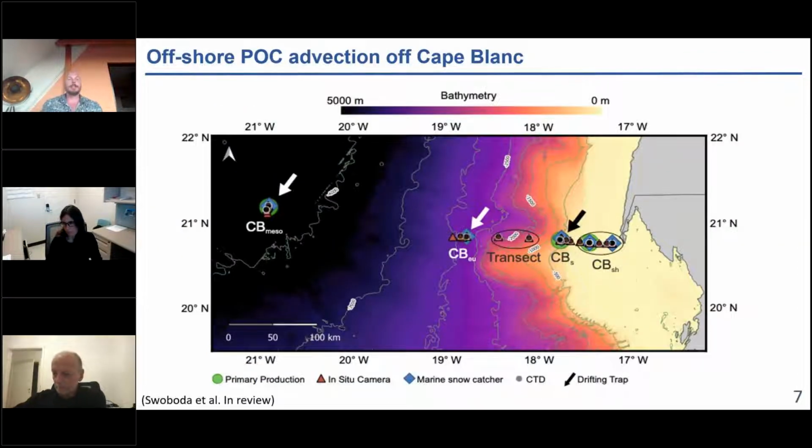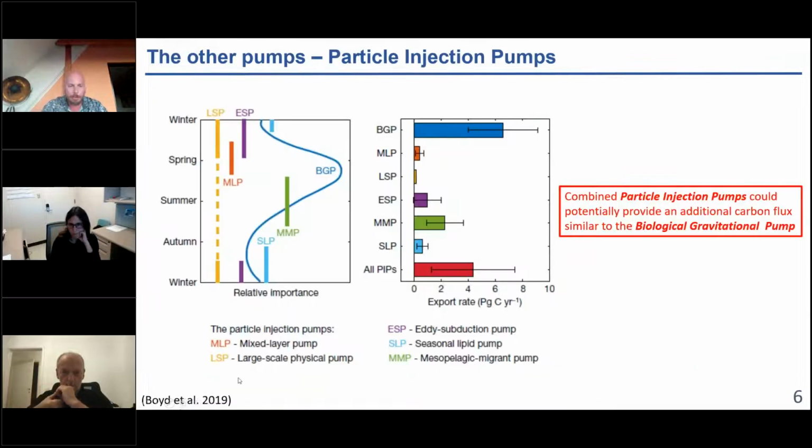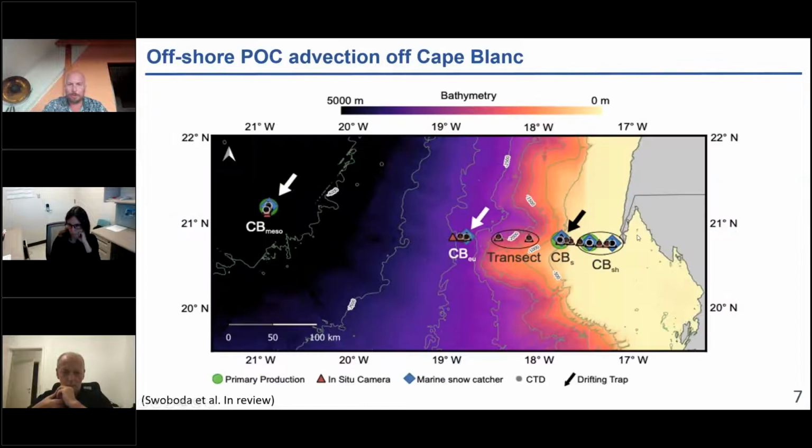We did, because we found the whole injection pump, where you have basically the subduction, but also, if we go back, the large scale physical pump and the eddy subduction pump. So we were trying to look off Cape Blanc. This is an upwelling region where we have a lot of deep water coming up to the surface ocean, and then we have Ekman offshore transport.